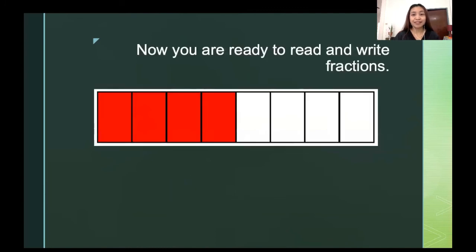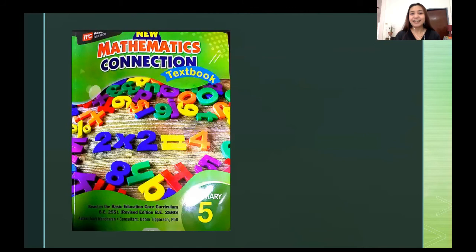Now, you are ready to read and write fractions. Are you? Let's see. Okay. So how many parts are there? Can you answer? What is our fraction here? That's right. It is 4/8. Good.